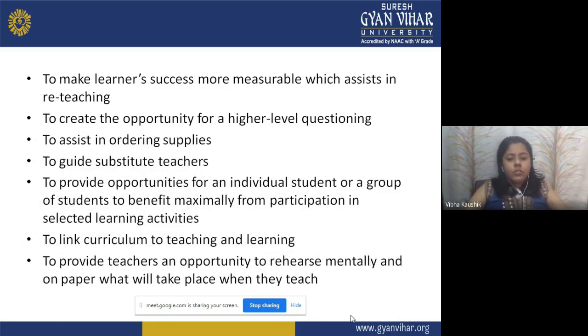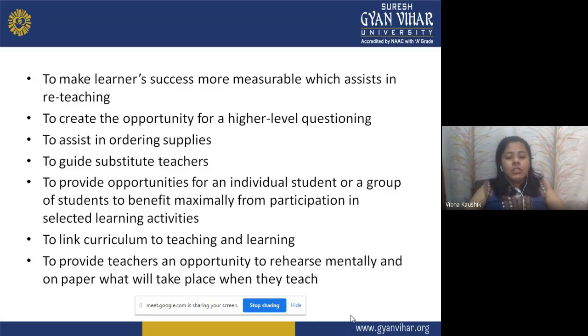to provide teachers an opportunity to rehearse mentally and on paper what will take place when they teach. Now, what is that? Before you go to the real teaching learning process, you have to make some planning, and that planning will help the teachers to know what will happen in the particular class tomorrow when he goes into the real teaching learning process.